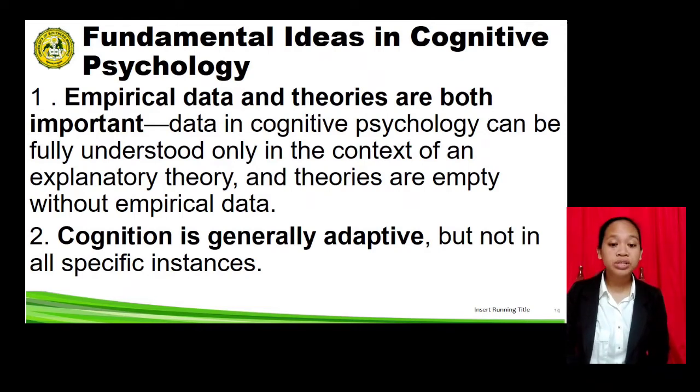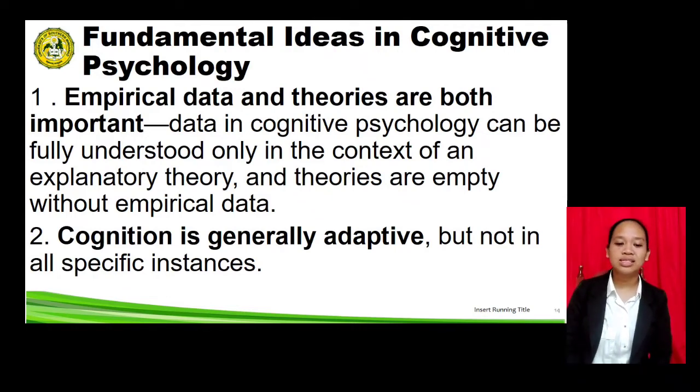So we can perceive, learn, remember, reason, and solve problems with great accuracy even when we are distracted. So our memories and reasoning process, pwede silang pumalya. For example, sometimes we tend to overvalue information that is easily available to us, kahit na yung information na yun is not relevant naman sa pinag-uusapan. So that is number 2, cognition is adaptive but not in all specific instances.